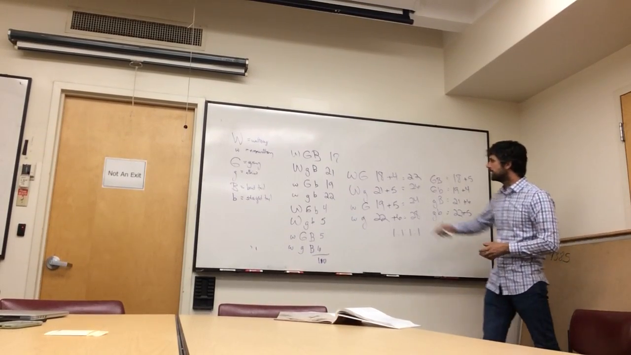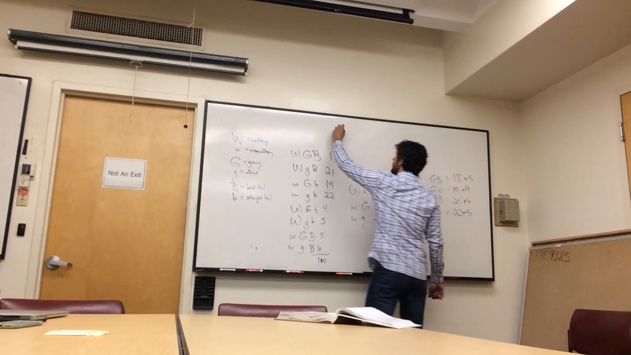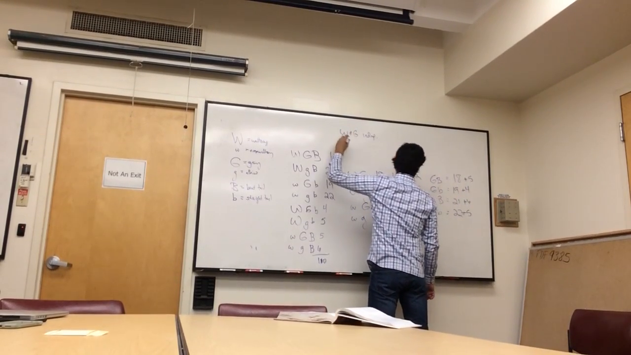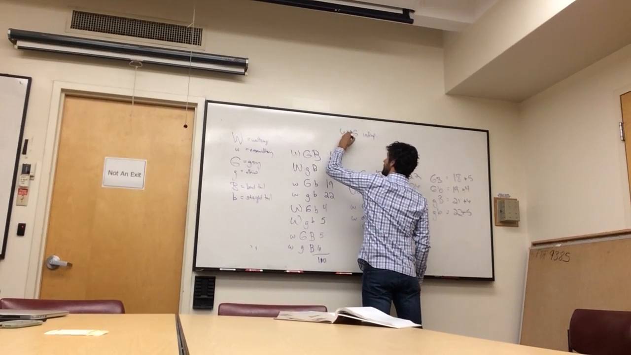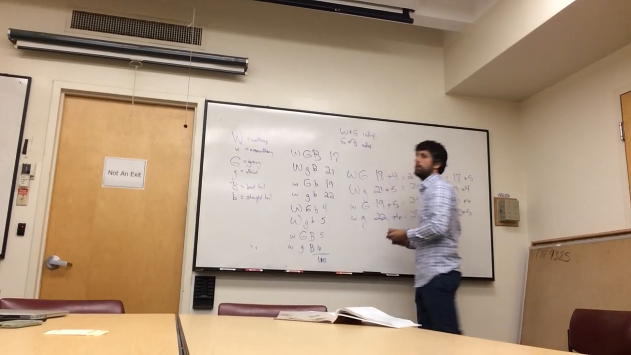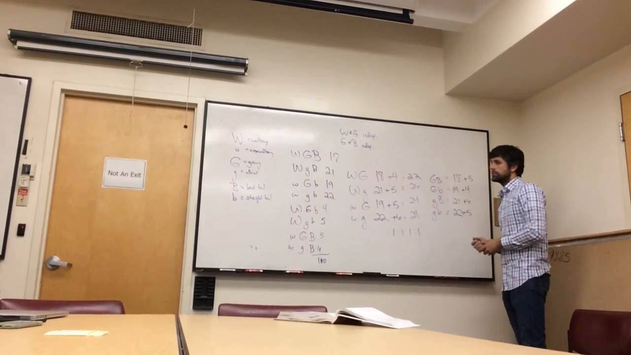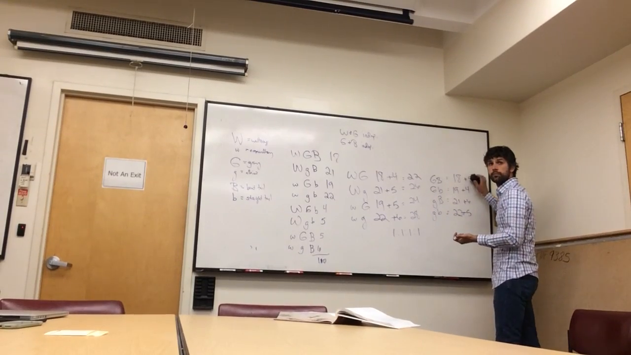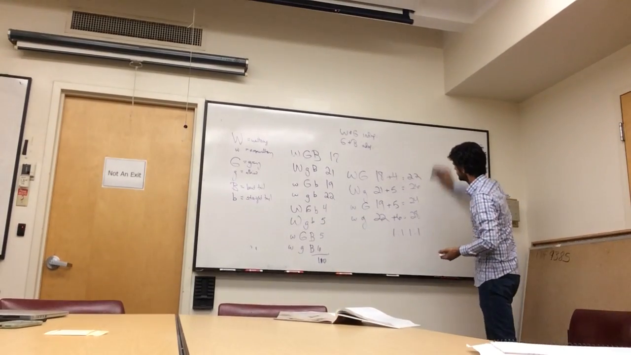Okay, so we said that W and G are independent, and it looks like G and B are independent. So what's the last combination that we haven't looked at yet? It's W and B. So let's check those guys out.